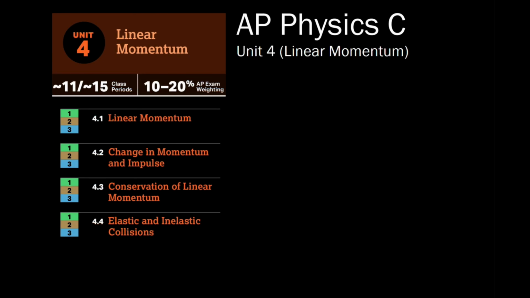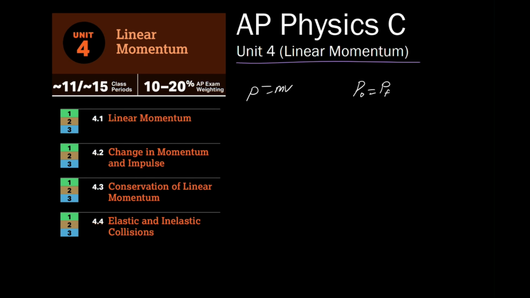AP Physics C, Unit 4, Linear Momentum. There are two main things that you need to learn about momentum. The first thing is that we represent it using the letter P, and it's equal to mv. And the second one is that P naught is equal to Pf for a closed system. What that means is essentially that momentum stays conserved, it stays constant in a closed system.